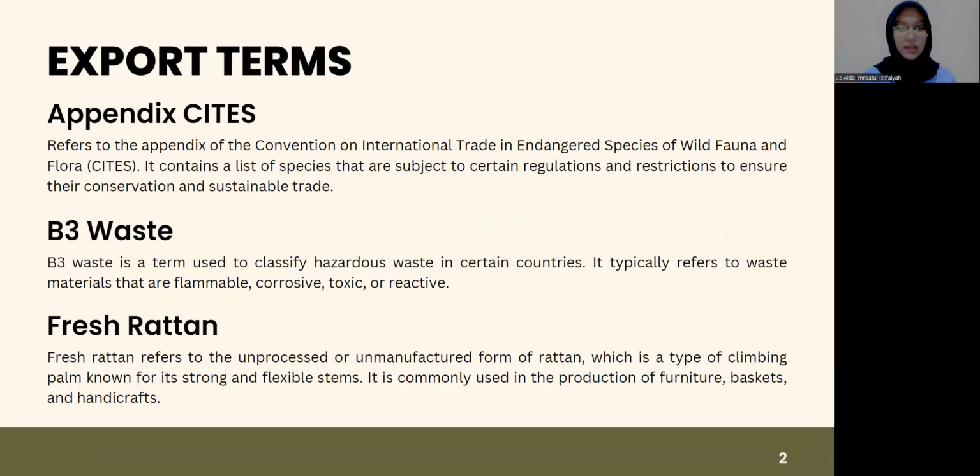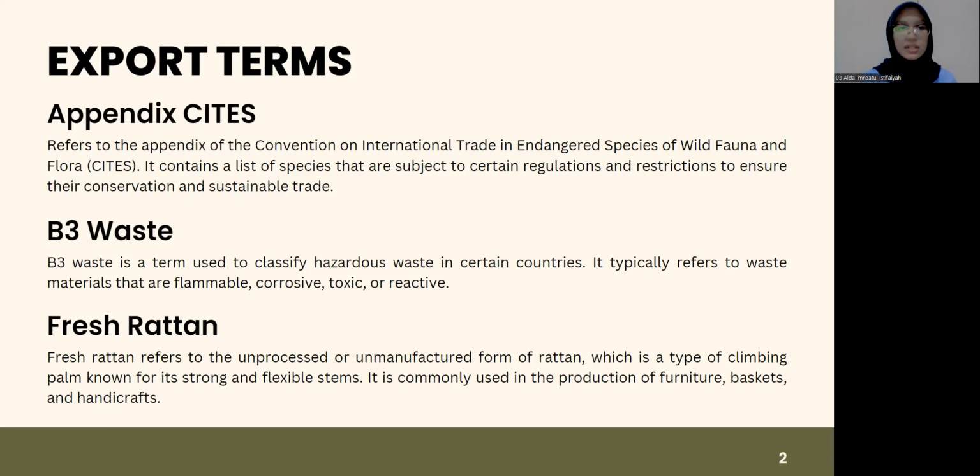Here is the classification of terms into export terms and import terms. I've listed 9 terms into export terms. The first one is Appendix CITES. This term belongs to export terms as it refers to a list of regulated species, ensuring their sustainable trade. It governs the export of endangered species and their products. This Appendix CITES is the Convention on International Trade in Endangered Species of Wild Fauna and Flora.